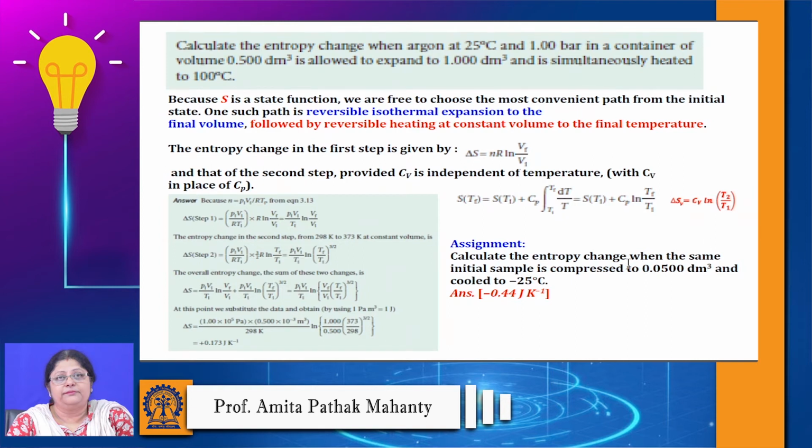And take this as an assignment. The expression will remain the same, but here you are carrying out a cooling. Initially the gas, the same question we have, is compressed from 1 dm cube to 0.05 dm cube and cooled to minus 25 degrees centigrade. Take this as an assignment. Argon is a monoatomic gas.